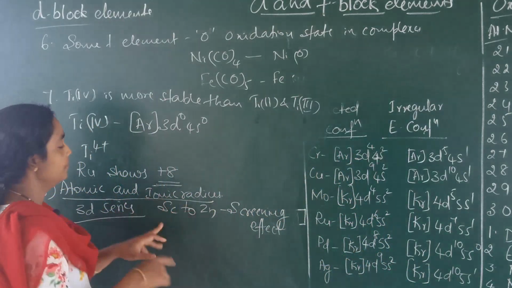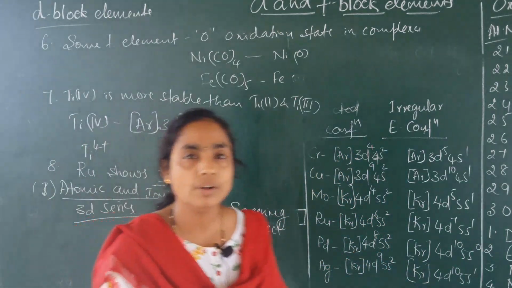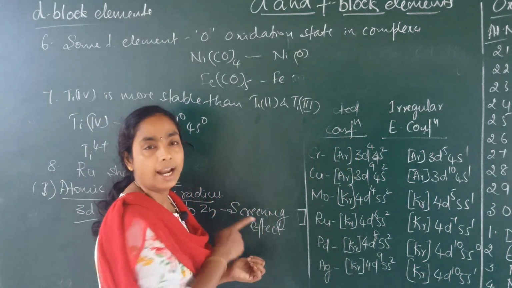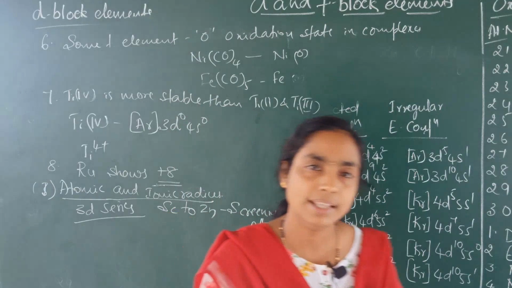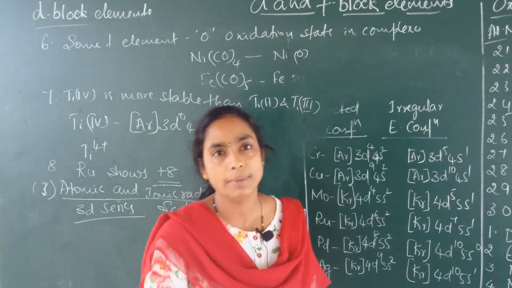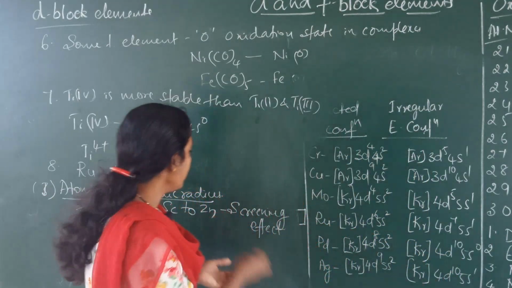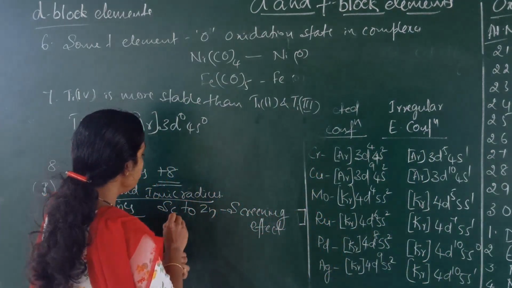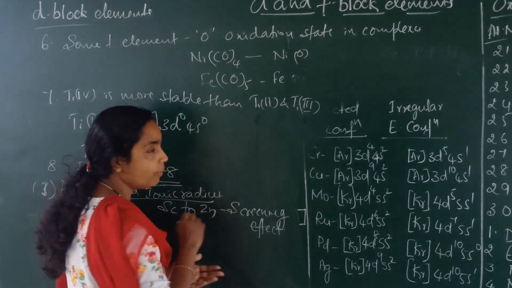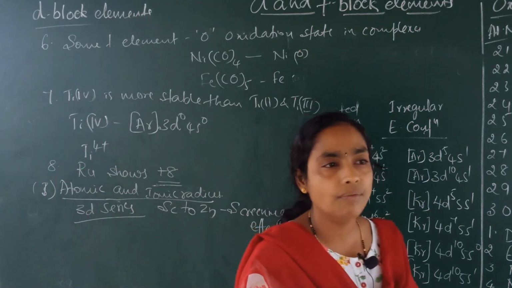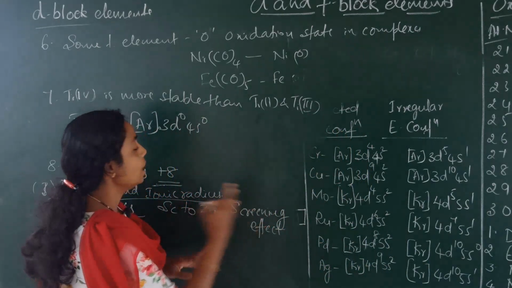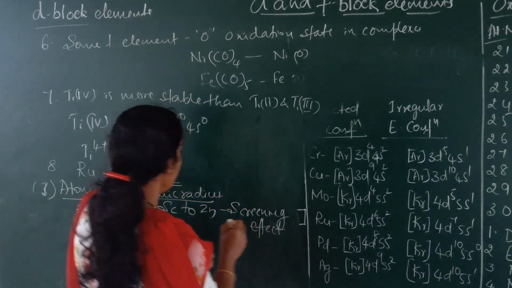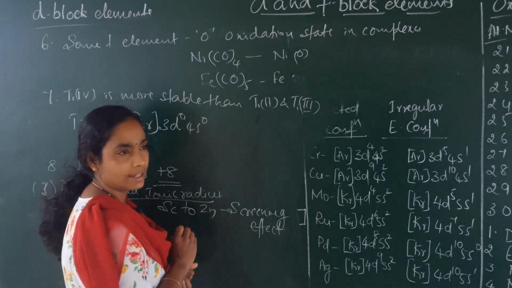As we move from scandium to zinc, the electrons are added to the 3d orbital, and this 3d orbital is present in the penultimate shell. Penultimate shell means last but one shell. Electrons are added to the penultimate shell. So as we move from scandium to zinc, one electron is added each time. In the same way the screening effect increases. As the screening effect increases, effective nuclear charge also increases.